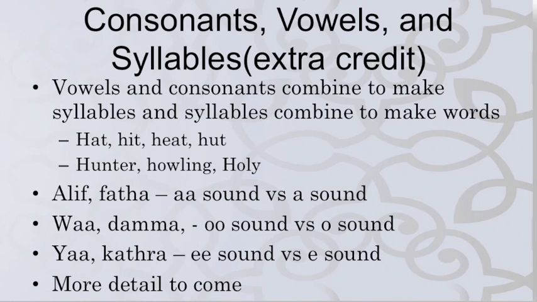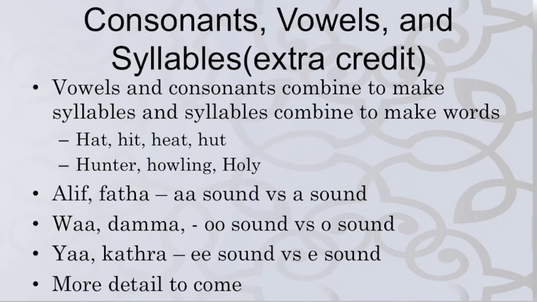The long vowel ya makes the long ee sound, but the short vowel, the kasra, makes the short i sound. So the ya makes the long sound, the kasra makes the short sound. Two e's versus a singular e. So remember these.